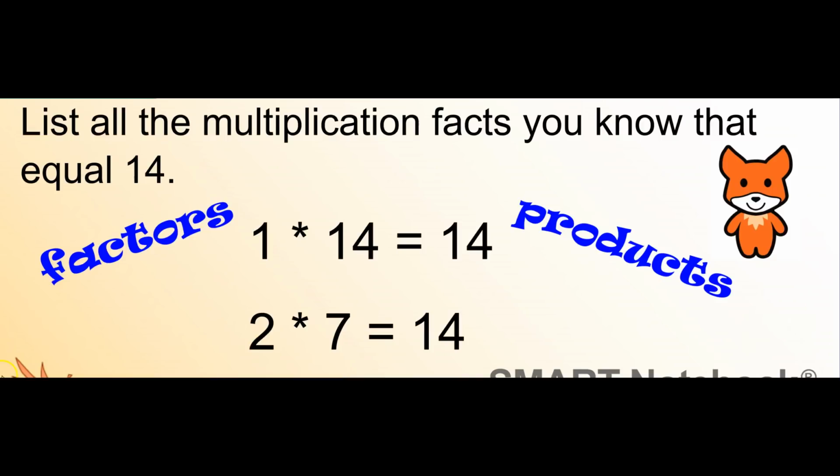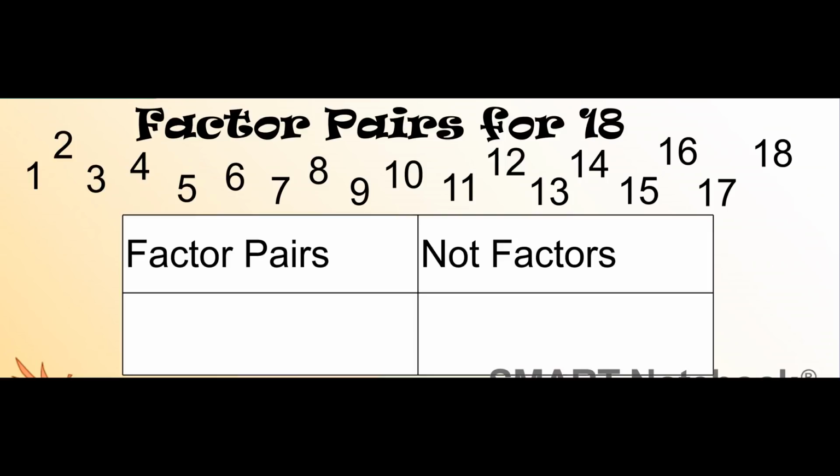2 times 7 gives me a product of 14. 2 and 7 are my next factor pair. Can we multiply anything else and get a product of 14? 3 times anything? 4 times anything? 5? 6? 7? 1 and 14 and 2 and 7 are my only factor pairs for the number 14, for the product 14. Factor pair, not a factor pair.